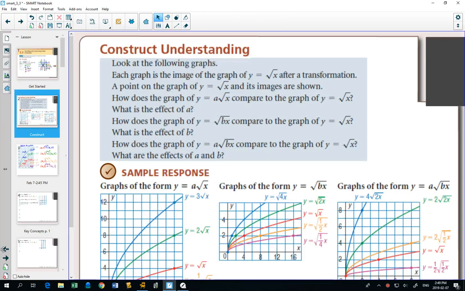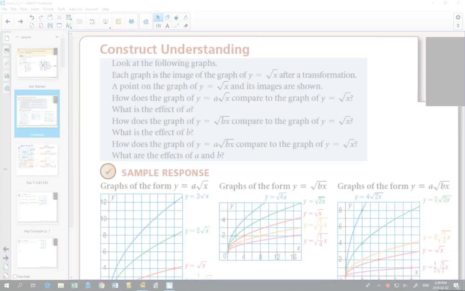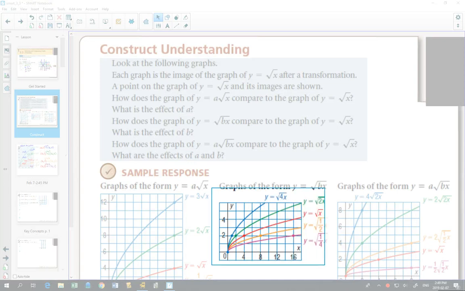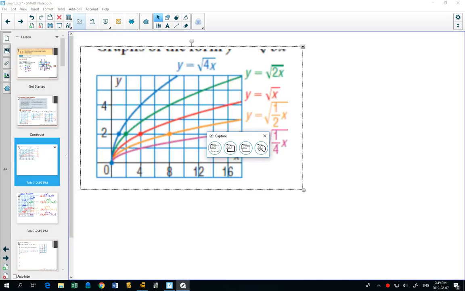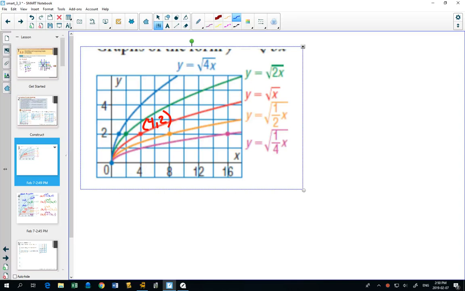Next up, we look at what happens when there's a value inside. And here too, they've got a starting point for us on the red graph at 4 comma 2. On the blue graph, they've got the point 1 comma 2. On the green graph, 2 comma 2. On the orange graph, 8 comma 2. And on the purple graph, 16 comma 2.